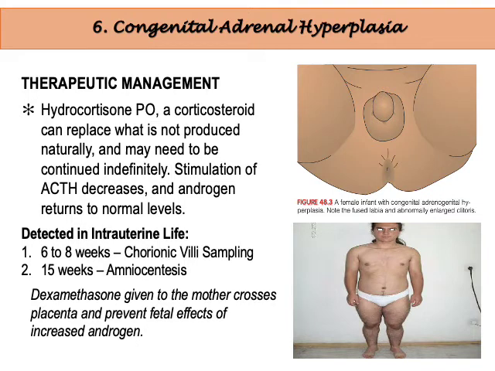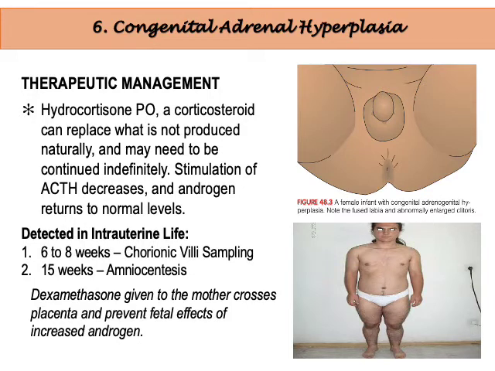As management, the child is given hydrocortisone orally. It's a corticosteroid which replaces what is not produced naturally. This may need to be continued indefinitely or for life. Because of this, the stimulation of ACTH now decreases and androgen will return to the normal level. The child needs periodic analysis of serum cortisol and growth measurements. This is to estimate the effectiveness of the hydrocortisone therapy.